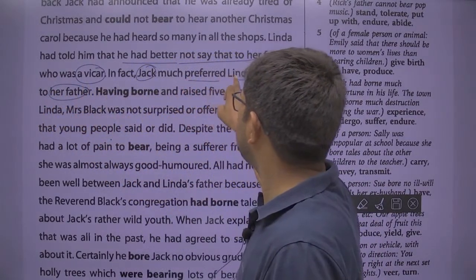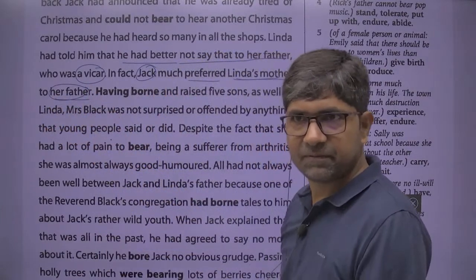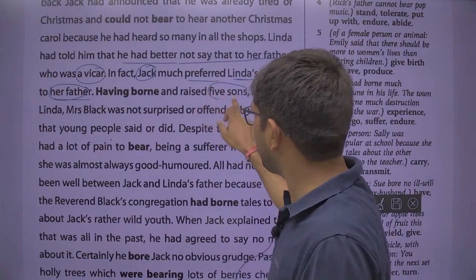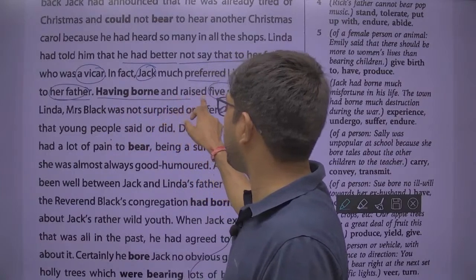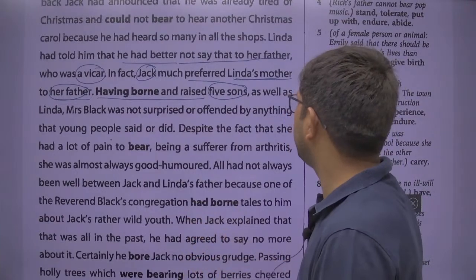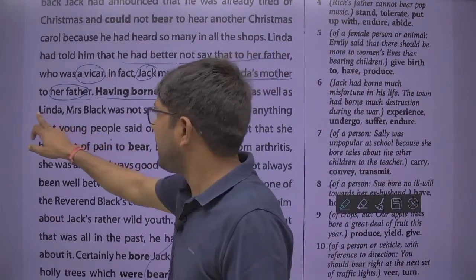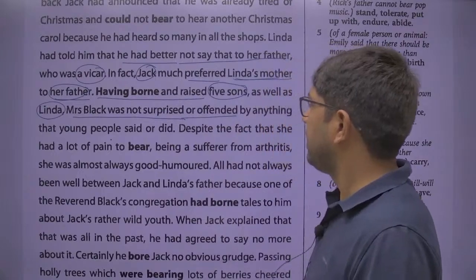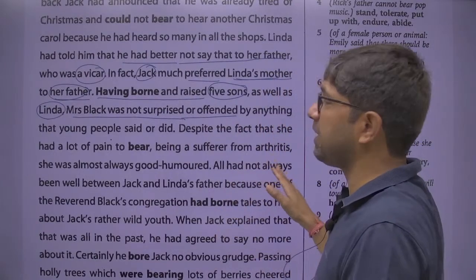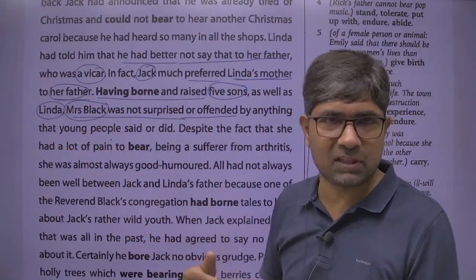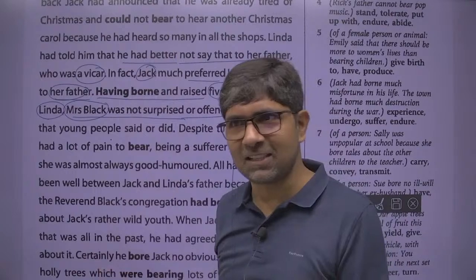So you prefer somebody to somebody. Having borne, right? तो कितने बच्चों को जन्म दिया था उन्होंने? Having borne and raised. You raise a child means you bring up, you rear that child. As well as Linda, 5 sons or Linda 6, Mrs. Black was not surprised or offended by anything. क्योंकि अब इतने 5-5, 6-6 बच्चों को पालते पोसते you just cultivate, you know, the extreme degree of patience.